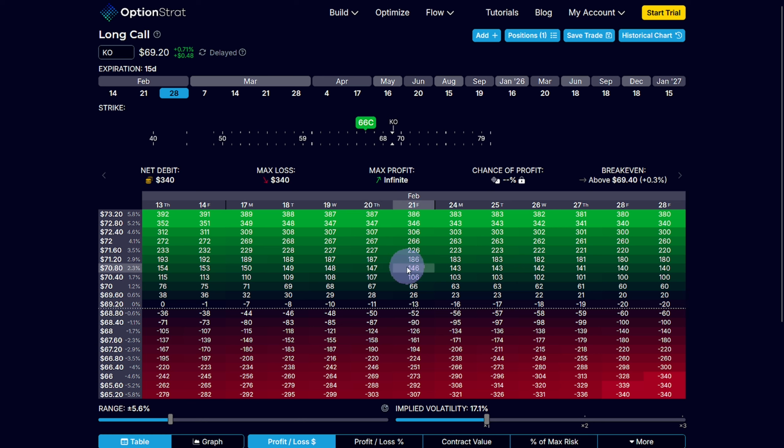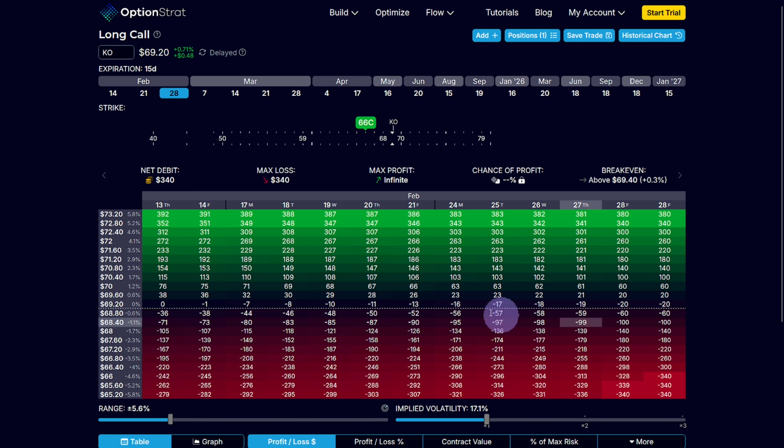On February 21st, if the price of Coca-Cola is $70, so about a dollar more, you can see on the 21st of February that we would have $146 in profit. The green here is what it is going to increase in value. Now, if Coca-Cola loses value, say on the 21st of February the stock price is $68, you can see that it will be worth $126 less than what it is right now. So this will give you a really good idea by the time this contract expires on the 28th where it is going to be and how much money you would stand to make or lose.